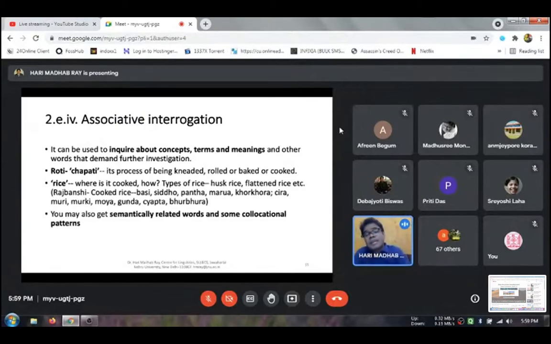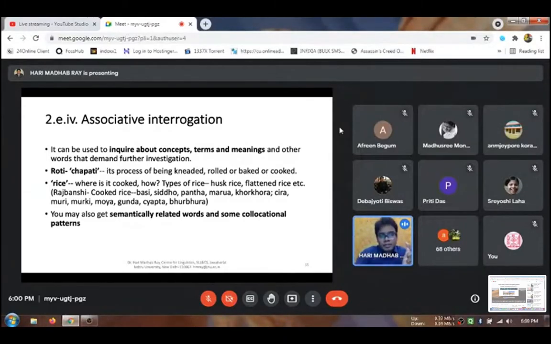You see, even if we talk about rice, Bengalis are known for dal bhat, mach bhat basically. So let's say you got the word rice: where is it cooked, how is it cooked, different types of rice. We know different types of rice: husk rice, flattened rice, and in Rajbangshi, at least I know that if it's cooked rice, you have different types of names also. Basi, Siddho, Panta, Marua, Kharkhara, Chira, even different types of Chira, Muri, Mutki, Moa, Gundaj, Chapta, Burgura, different types of rice. Try to understand that. So what is happening? You have one word, and from that particular word you try associative interrogation, and you get many related associative concepts for that matter.